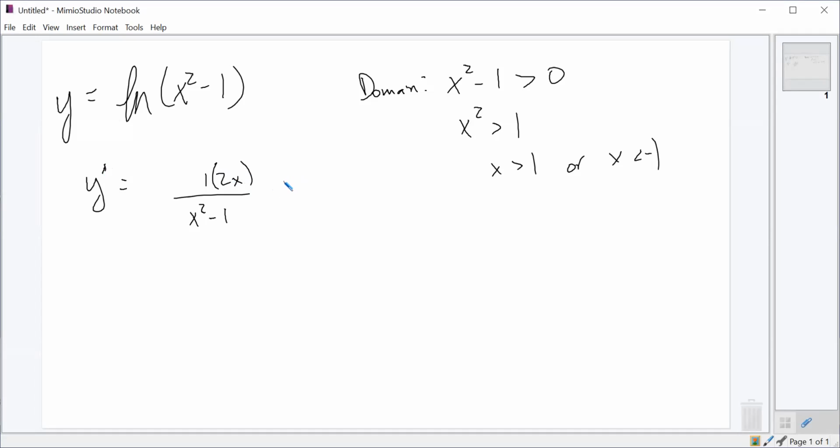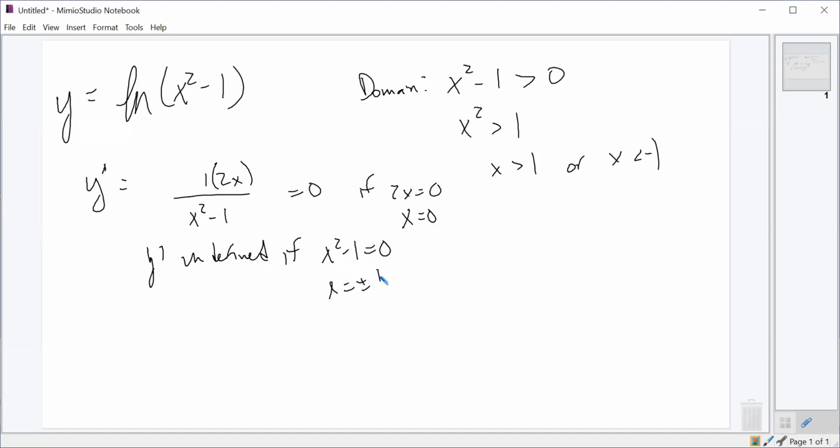And so if we're looking for when does that equal 0, that's if the numerator equals 0, right, which will be 2x equals 0 or x equals 0. And it's undefined if the denominator equals 0, which would be x is plus or minus 1. So we can see that all three of these values that could be critical values actually fall in pieces of this function that don't exist. And so we have no critical values for this function.